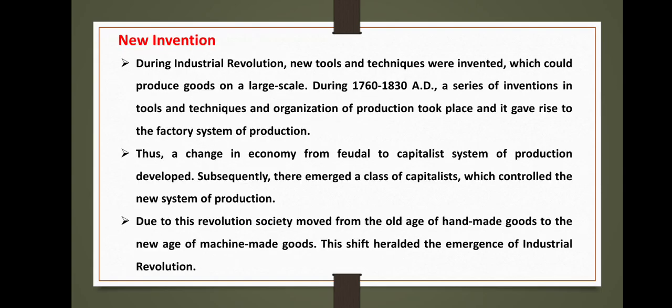New invention. During the Industrial Revolution, new tools and techniques were invented which could produce goods on a large scale. During 1760 to 1830 AD, a series of inventions in tools and techniques and organization of production took place, and it gave rise to the factory system of production. Thus, a change in economy from feudal to capitalist system of production developed.